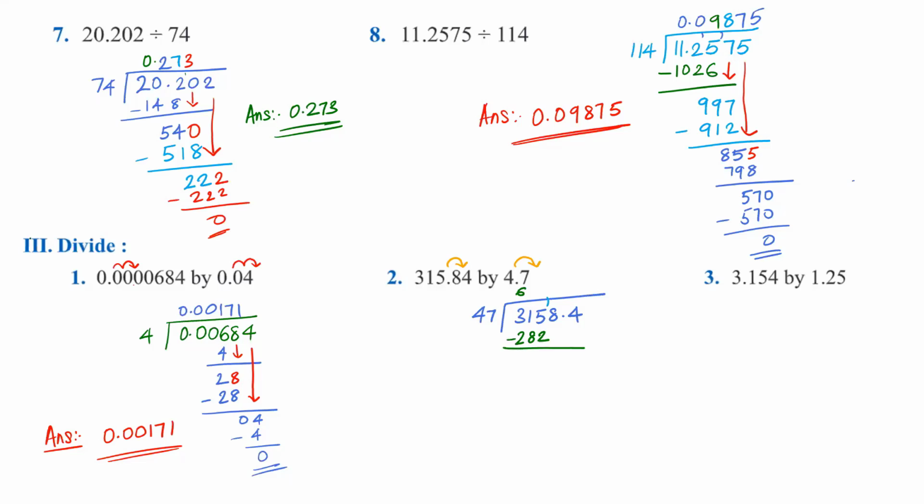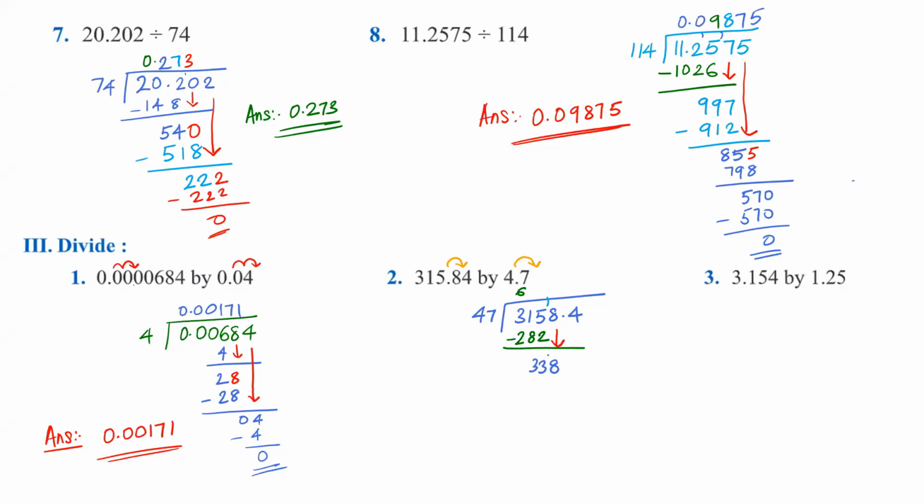Do the subtraction. Tell me what number is coming here after subtracting. It is 33. Now which number will carry down? 8 will carry down. So it will be 338. Now 338 divided by 47.